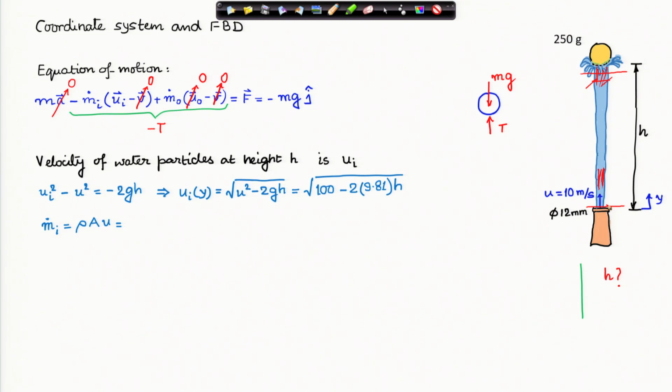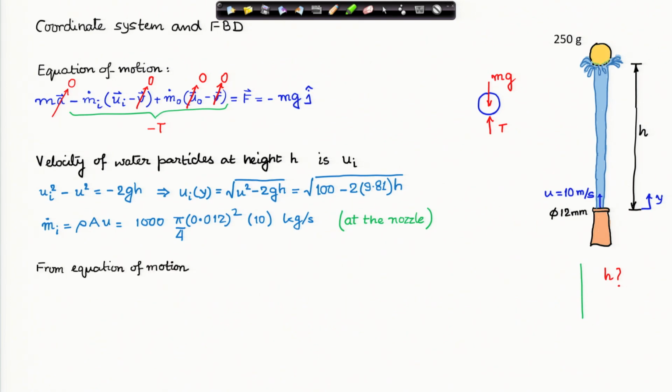Therefore, I calculate m I dot from the m dot at the nozzle. You can plug in the values at the nozzle. The diameter is specified, the velocity at the nozzle is specified, therefore I can find out the area, and hence I can find out m I dot.